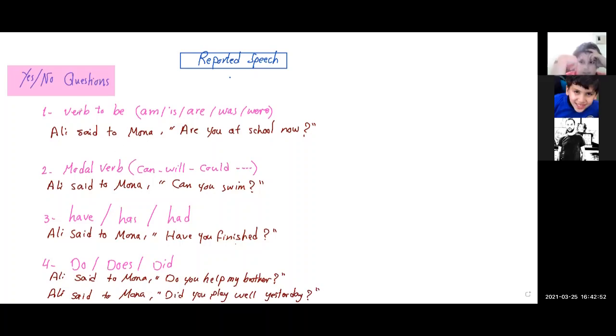Again, we have a question beginning with verb to be: am, is, are, was, and were. We have a question beginning with a modal verb: can, could, will, would, and so on. We have a question beginning with have or has in the present perfect and had in the past perfect. And we have a question beginning with do, does in the present simple, and did in the past simple. All of these are yes and no questions. What does it mean? It means that we answer this question using yes or no.